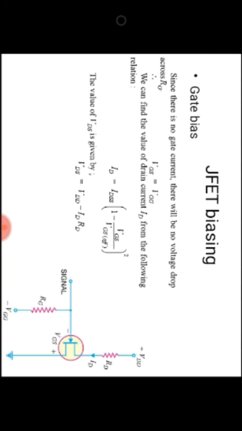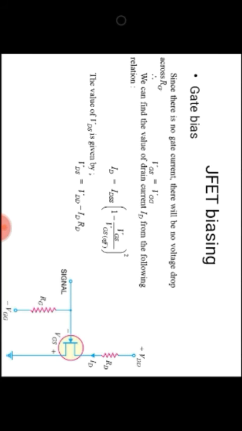So it can set the operating point of the transistor. For that we require proper biasing technique. In JFET biasing there are three biasing methods: gate bias, self bias and voltage divider bias. First we discuss the gate bias.